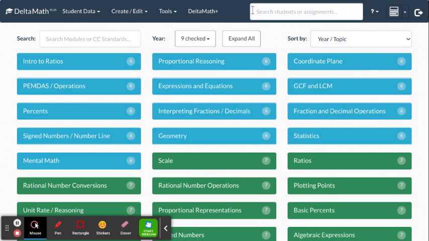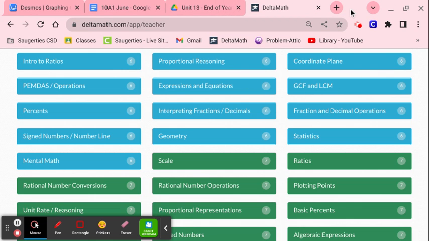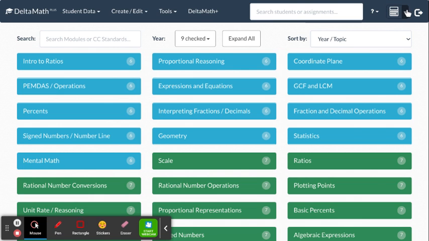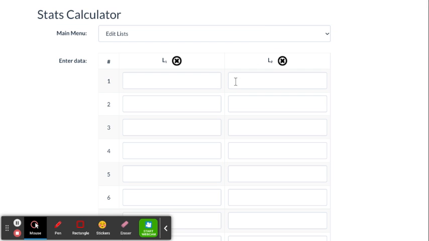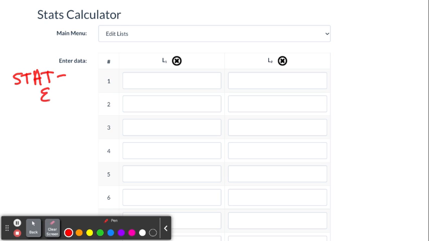Just in case you need to use this at home, I know a lot of you have that Calculate 84. I don't have an iPhone. So what I'm doing here, I would use Desmos, but I'm going to click on the calculator on Delta Math and go to Statistics Calculator. And this screen automatically pops up. So kind of like how we press on our calculator, stat edit. This says edit list. So now I'm going to pause this. I'm going to type my first column into L1 and my second column into L2.